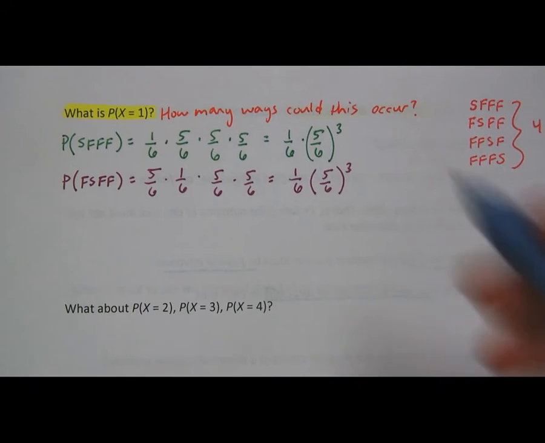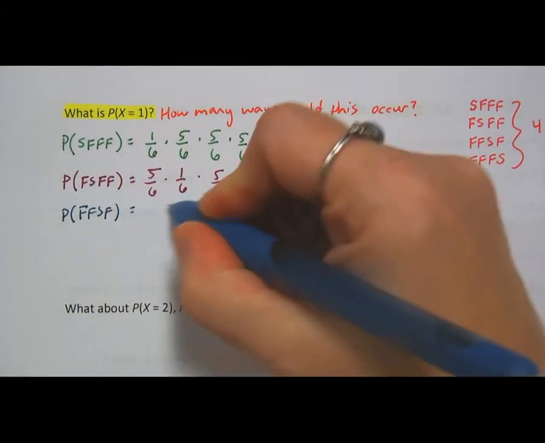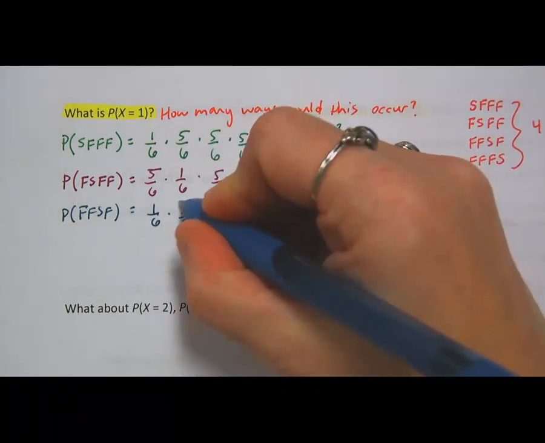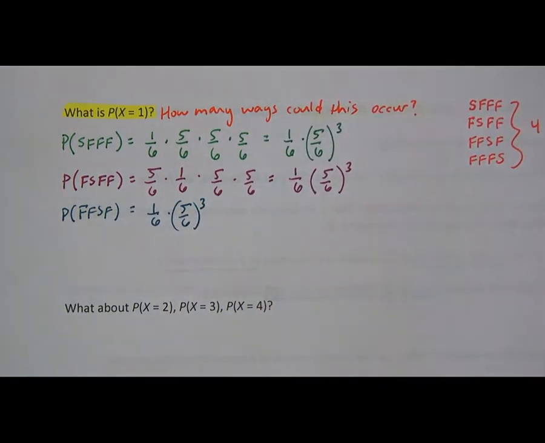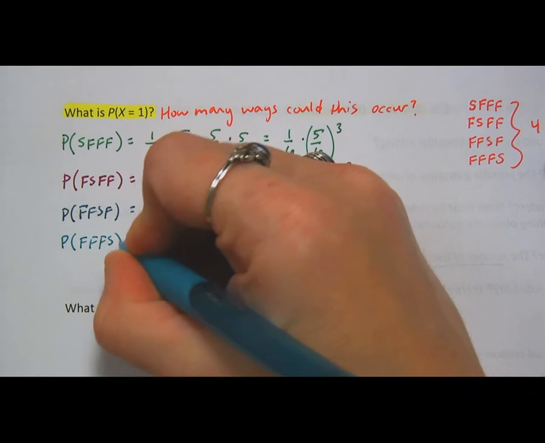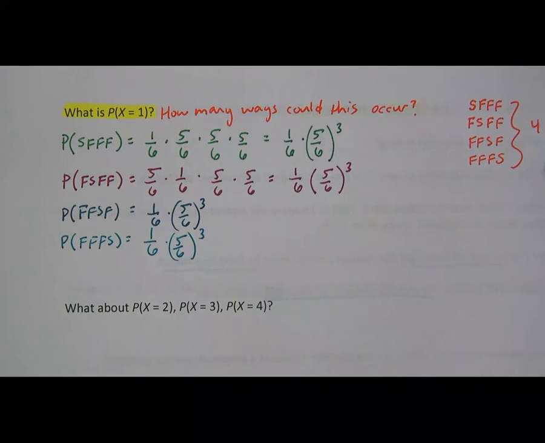I do want us to just kind of finish our thoughts here though. If we went ahead and did the next one, don't worry, I'm not going to make you write it all. Fail, fail, success, fail. We would also end up getting the 1/6 times 5/6 to the 3rd. In other words, it doesn't really matter what position your success happens in. It's only going to happen once. You'll have 3 failures. So fail, fail, fail, success would also be the same thing. Interesting. No matter what position your success is, we're just looking for one of those and 3 failures.